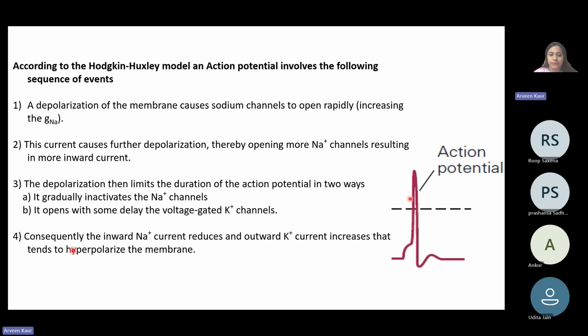As a result, the inward sodium current will reduce and the outward potassium current will increase, which tends to hyperpolarize the membrane. So, for a brief moment, it will go beyond the resting membrane potential and go further negative than that. That is why it is termed hyperpolarization of the membrane.